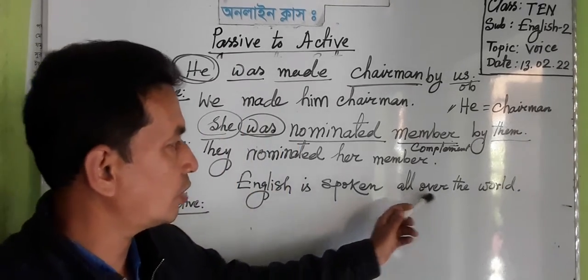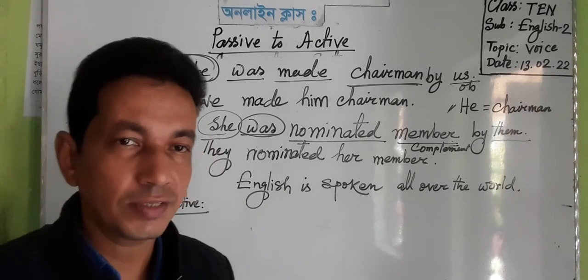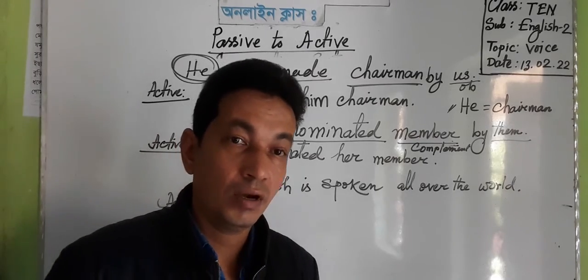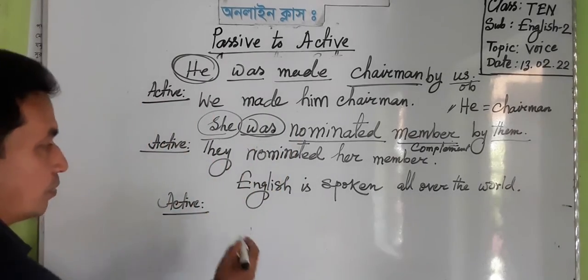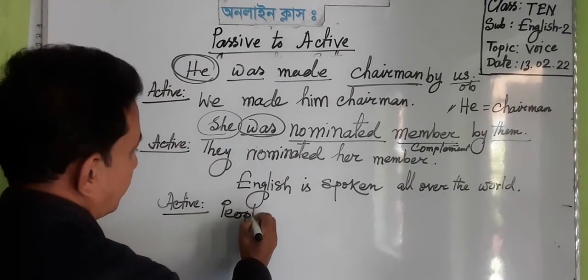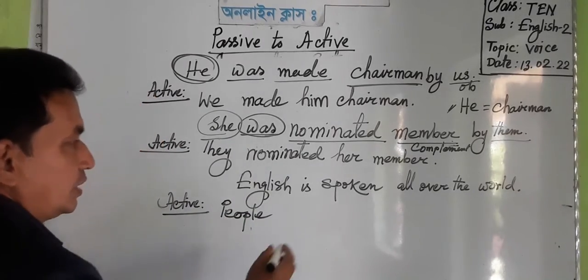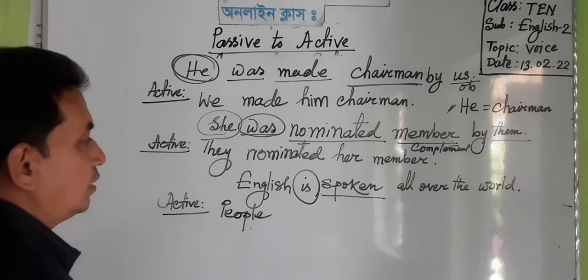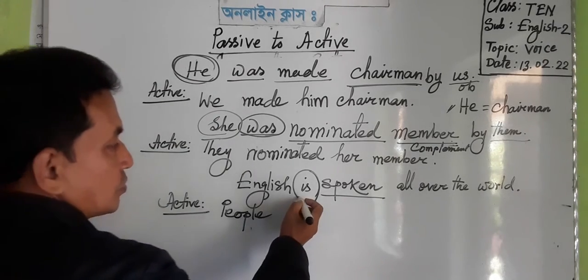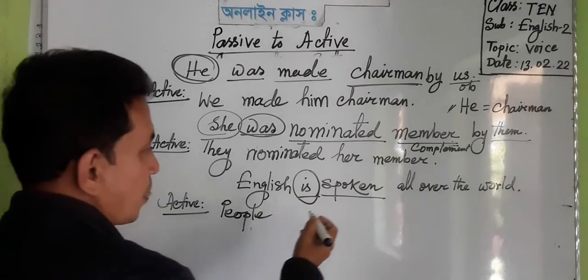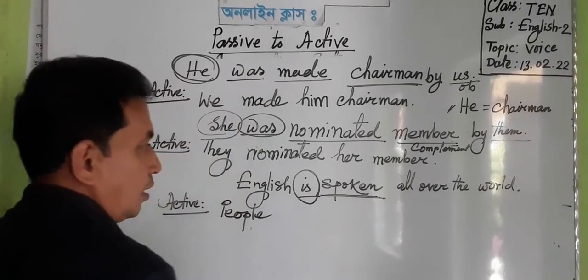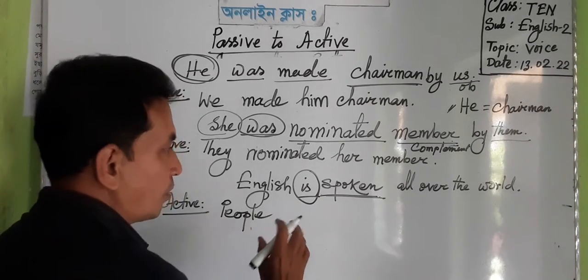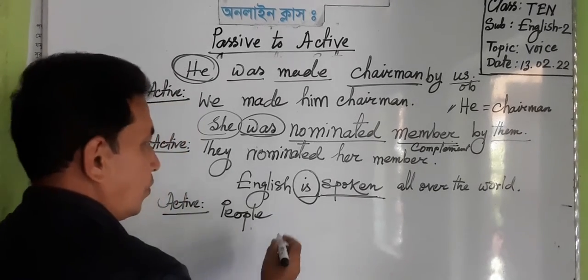Yes, English is spoken all over the world. Who speaks English? Generally, the answer is we. Generally, the answer is people, etc. So we may take the subject people. People is spoken. It is the example of present indefinite tense, and as usual we have to discard the auxiliary verb in passive voice, and we have to make the main verb into the basic form of the verb for present indefinite tense.